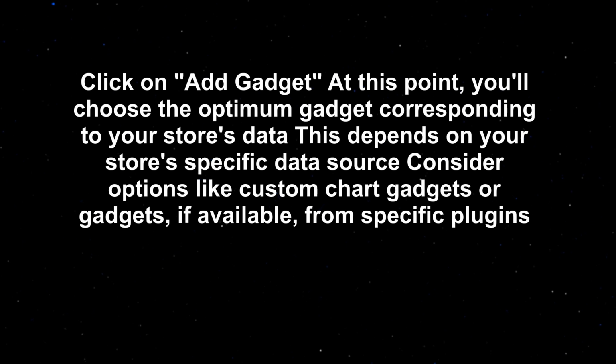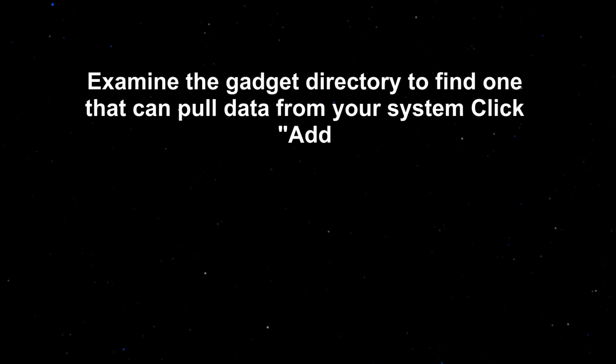Click on Add Gadget. At this point, you'll choose the optimum gadget corresponding to your store's data. This depends on your store's specific data source. Consider options like custom chart gadgets or gadgets, if available, from specific plugins. Examine the gadget directory to find one that can pull data from your system.